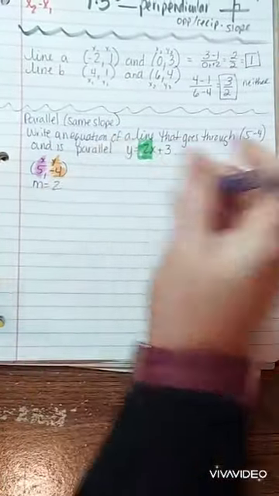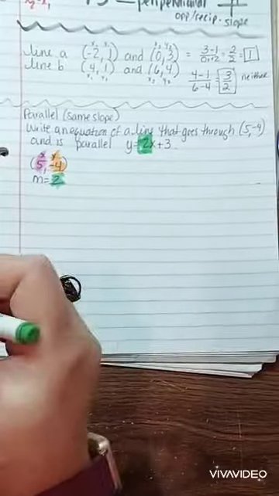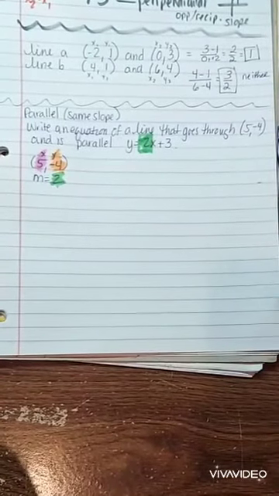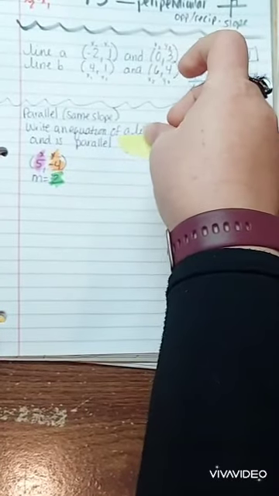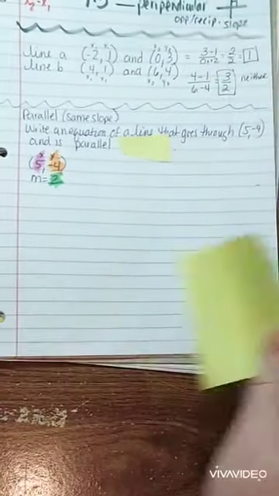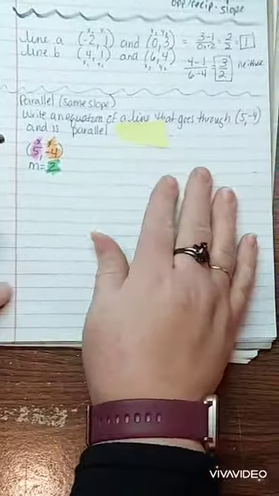Once I pick my m, which is 2, I'm going to ignore this line.